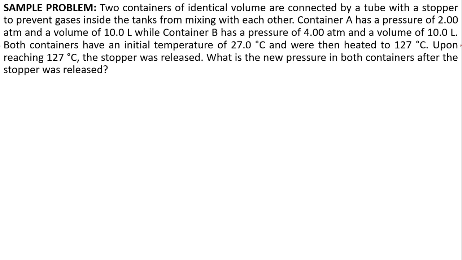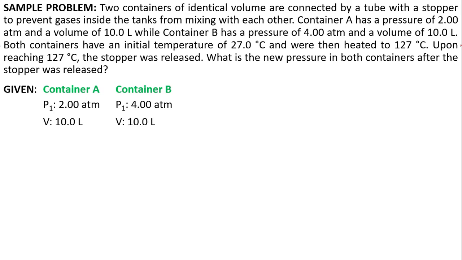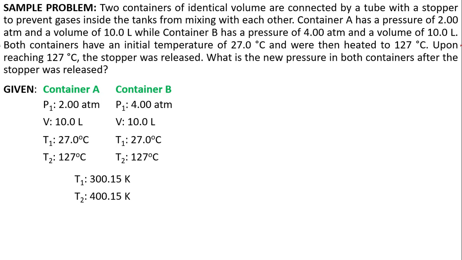That was a lot. Okay, so it looks like a complex problem, right? So let's analyze it. Let's start with the given. So it says here we have two identical tanks, right? So container A and container B. So let's start with A. In A, we're given 2.0 atmospheres and the volume is 10.0 liters. In B, the pressure is 4.0 atmospheres and it also has 10 liters. So for the temperature, they both have the same temperature.